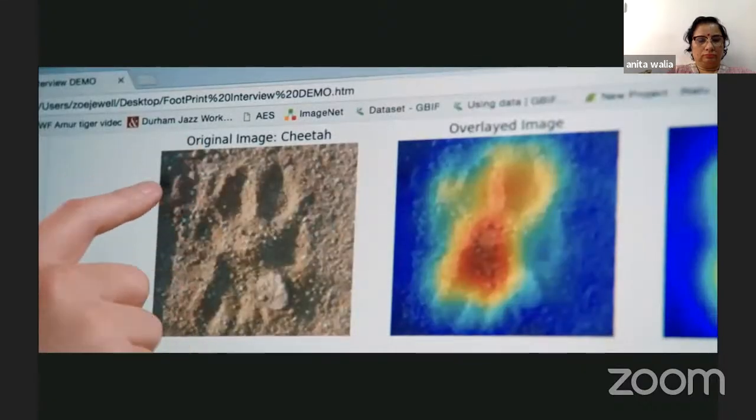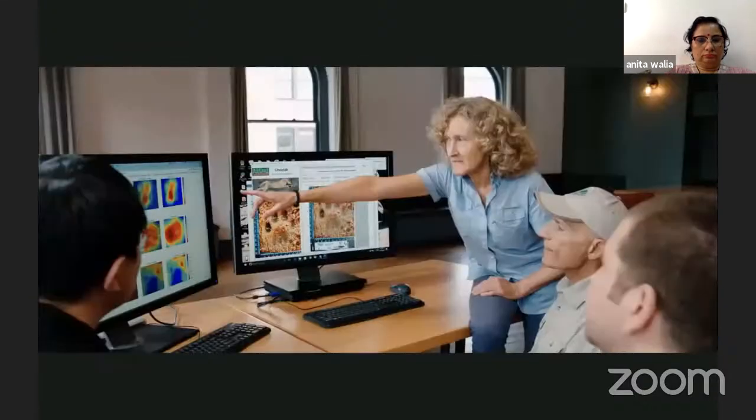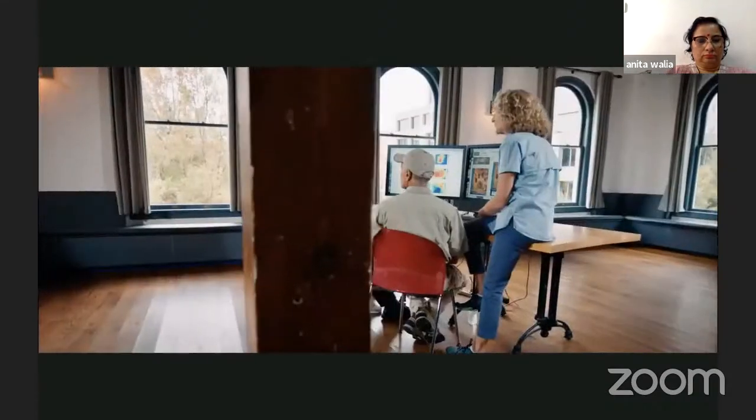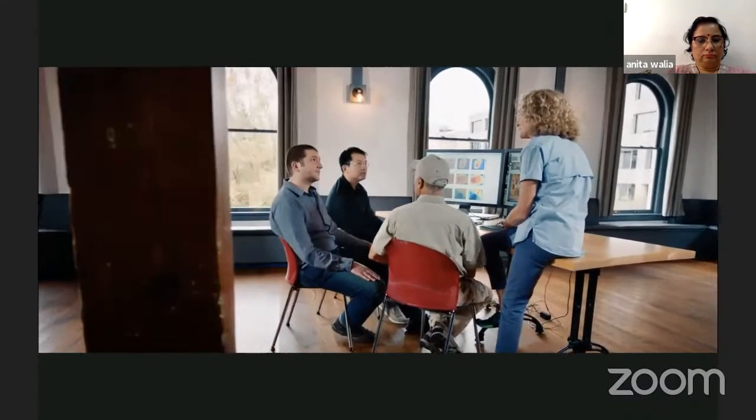So we overlay. Getting 100% accuracy in this project is very challenging, but we'll get there. For this one, we need more data. We need more scientists to contribute to this project so that we can really solve this problem.